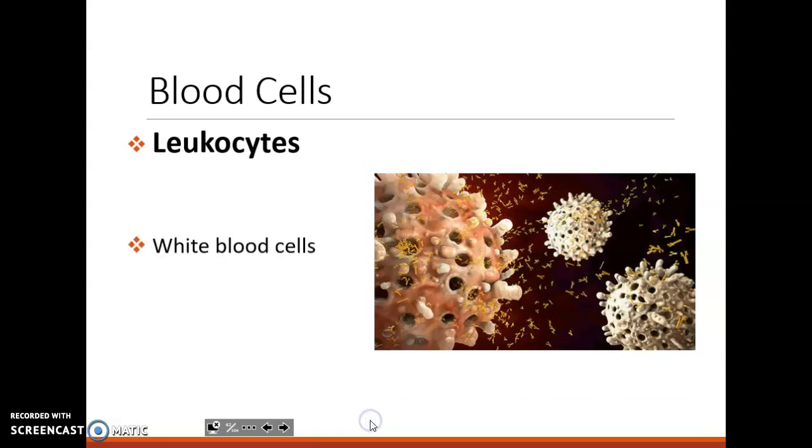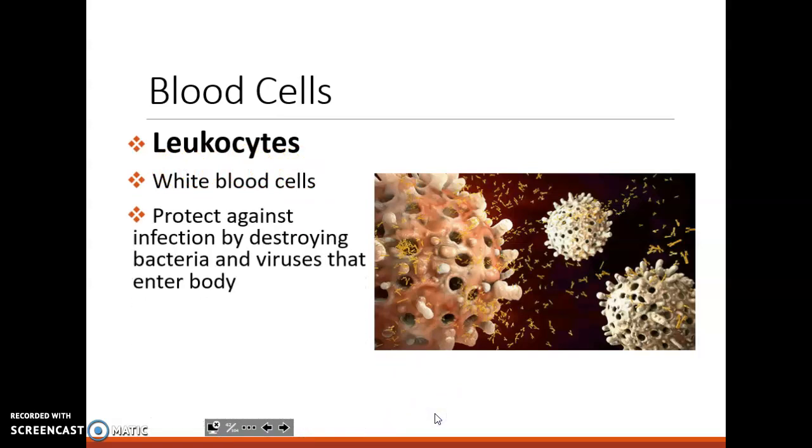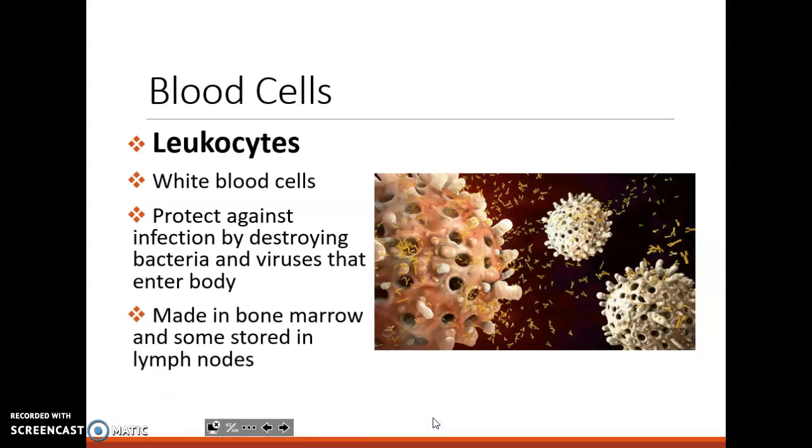Then we have our white blood cells, which are called leukocytes, and they are important for your immune system. So they protect against infection by destroying bacteria and viruses that enter the body. They are also made in the bone marrow, and then many of them are stored in your lymph nodes. And there are lots of types. If you look on page 292 and 293, you can see many of them.